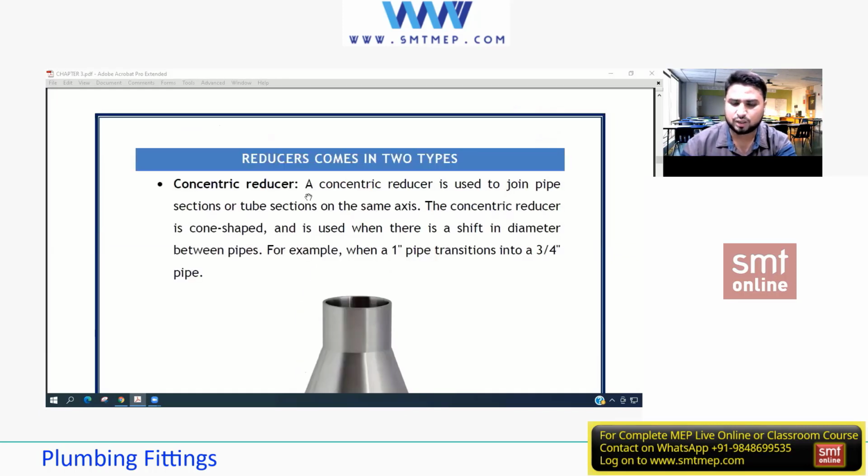Okay, commonly seen. A concentric reducer is used to join the pipe sections, the tube sections, on the same axis. The concentric reducer is cone shaped and is used when there is a shift in diameter between pipes. For example, 1 inch to 3/4 inch, or you can consider any kind of pipe, where there is a shift in diameter. That is important, where I need a reducer. So this is a concentric reducer commonly seen in between the piping.